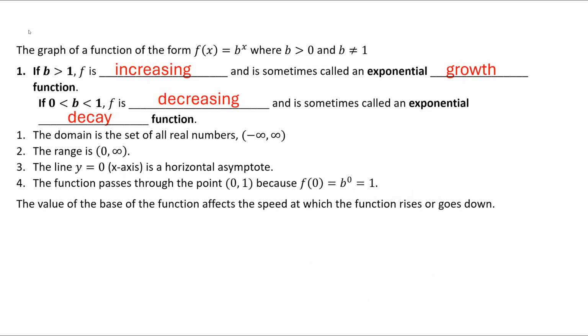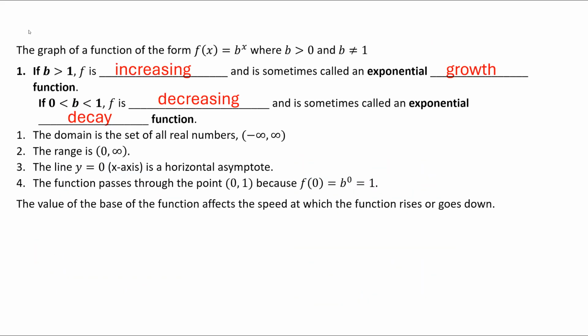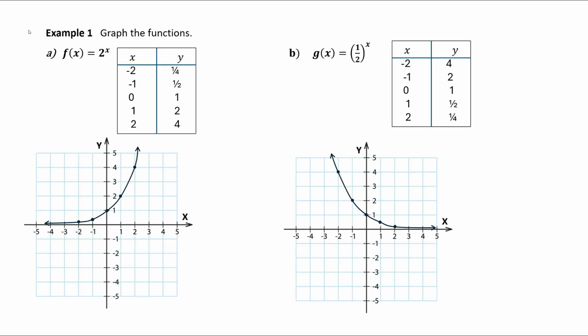Okay, so this is what I was just saying: if you have an exponential function and b is greater than 1, if your base is greater than 1, then f is increasing and is sometimes called an exponential growth function. So I'm talking about that function on the left there, that as x gets bigger, the function increases. It's increasing and increasing. If, however, b is between 0 and 1, like 1/2, then the function is decreasing and is sometimes called an exponential decay function. That is that function on the right where it is decreasing.